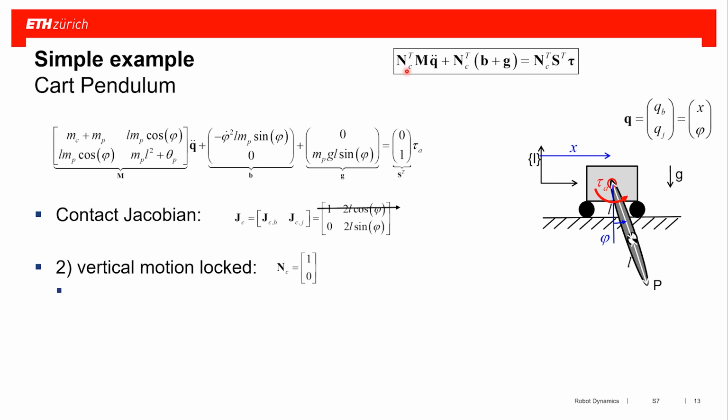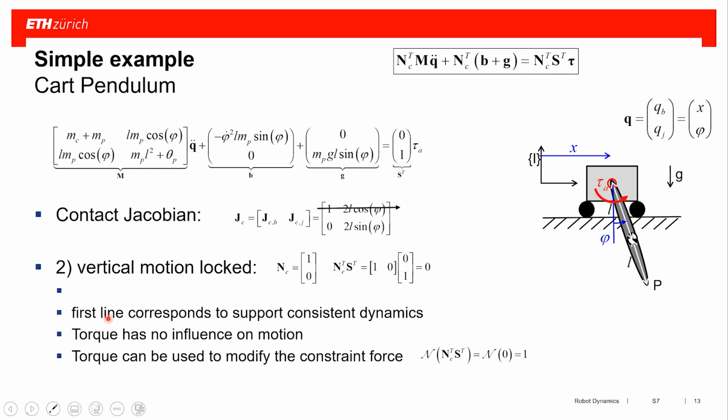So I can now multiply this upper matrix with this NC. What I'm doing in essence is selecting the upper part of the equation of motion, right? I have a 1 here, so I'm selecting this part of the equation of motion, which cannot be changed by torque. Whatever I apply as a torque doesn't change my motion.